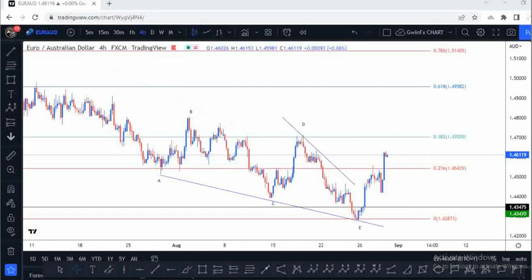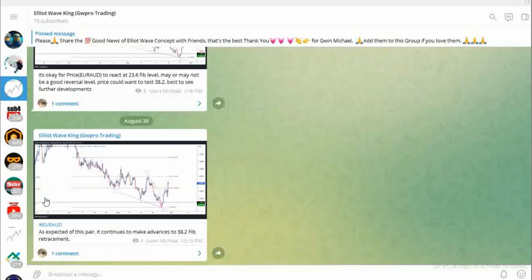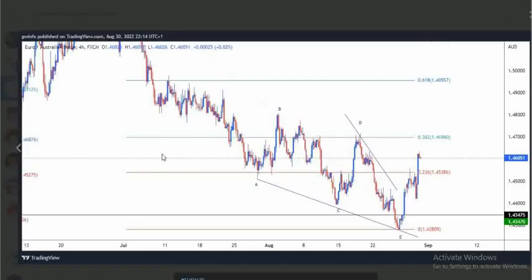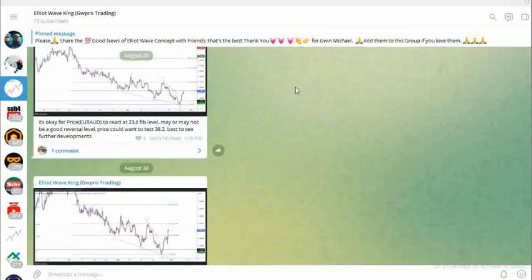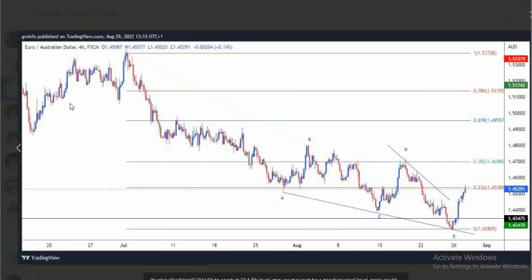Okay, so here is another one here, and we spoke about it in the channel also, here on Euro AUD. So this was actually when price was trading in here, and I did speak about this when price was trading from around here, and we had Euro AUD trading around the 23.6 fib retracement. That's from the swing high here around the July high right there, and we had price dropping into the August low. Okay, so we spoke about that.